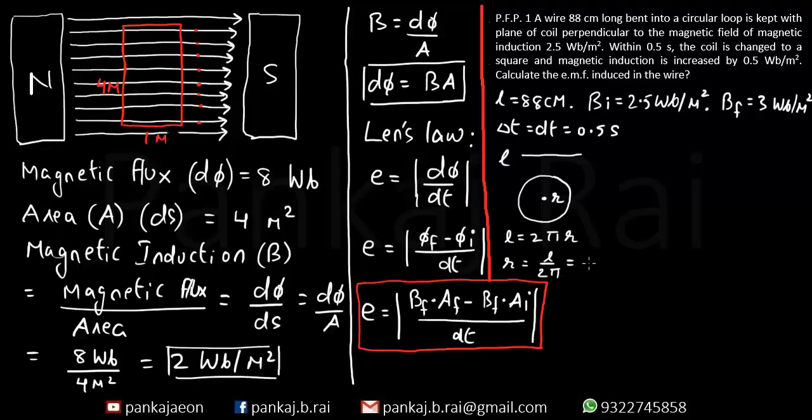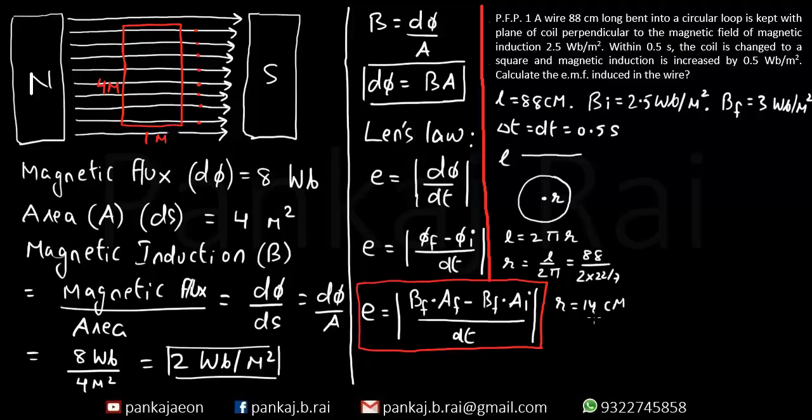If we substitute this, we have L as 88 and 2. Let's take pi as 22 by 7. So 22 and 88 will get cancelled in 4, and 4 and 2 will get 2. So 7 2s are 14. So I'm getting r as 14 centimeter.